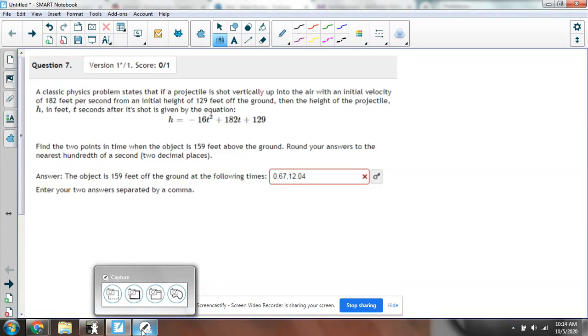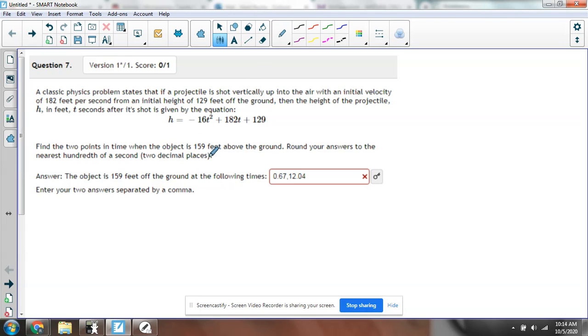Okay, with this question here, this is a classic physics problem. It states that the projectile is shot vertically up into the air with an initial velocity of 182 feet per second from an initial height of 129 feet off the ground, and the height of the projectile, h in feet, t seconds after it's shot, is given by this equation. So it says, find the 2 points in time where the object is 159 feet above the ground. Round your answer to the nearest hundredth of a second.